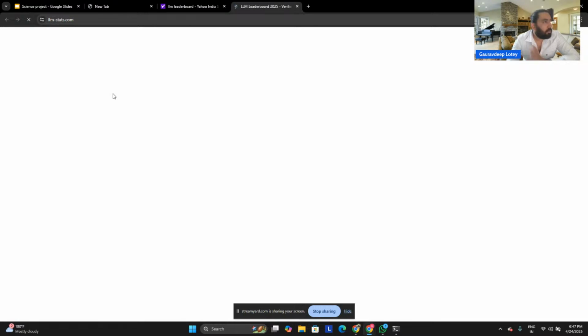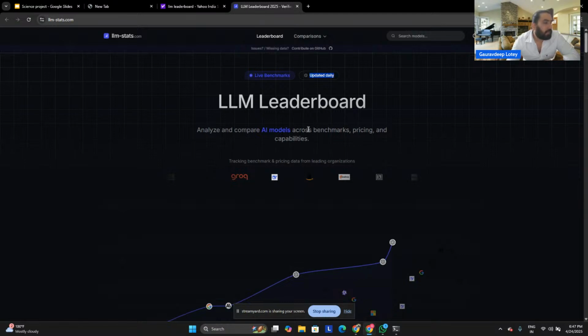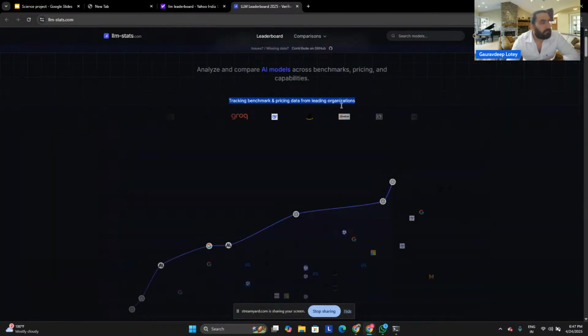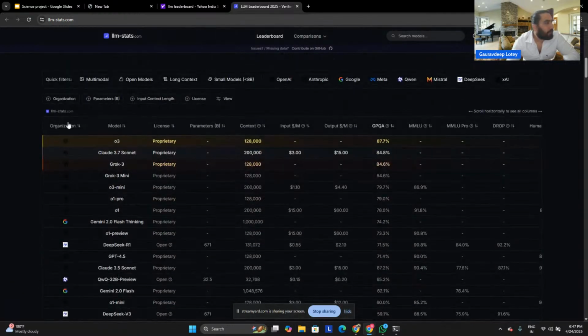If you go over here, this is where these web pages are updated on a daily basis. On a daily basis you will be able to benchmark different companies like Grok, DeepSeek, AWS, and so many more, right? And here you will realize which model is doing the best in the world at this point.